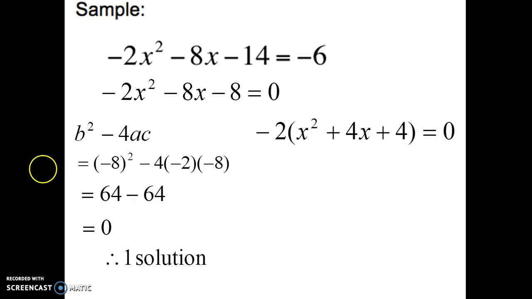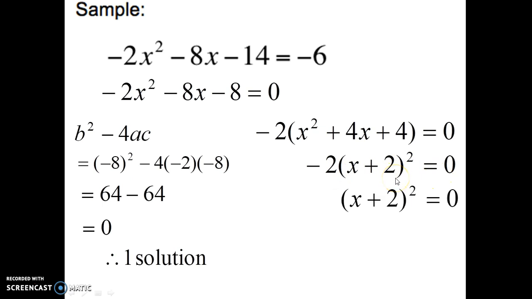So let's find that one solution. Here's that quadratic. I've rewritten it by factoring out the negative 2. Now, this part here turns out is a perfect square. It can factor into x plus 2 squared. That negative 2 can be divided away on both sides, we're left with this. Then take the square root on both sides. And finally solve for x. Notice we can only get one answer for x from this equation, and that matches what our discriminant told us. There will only be one solution, and there is only one solution to this quadratic.